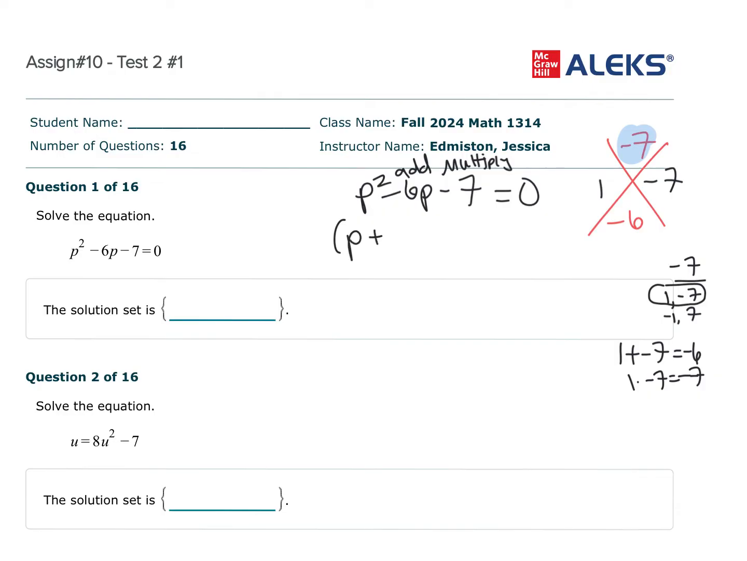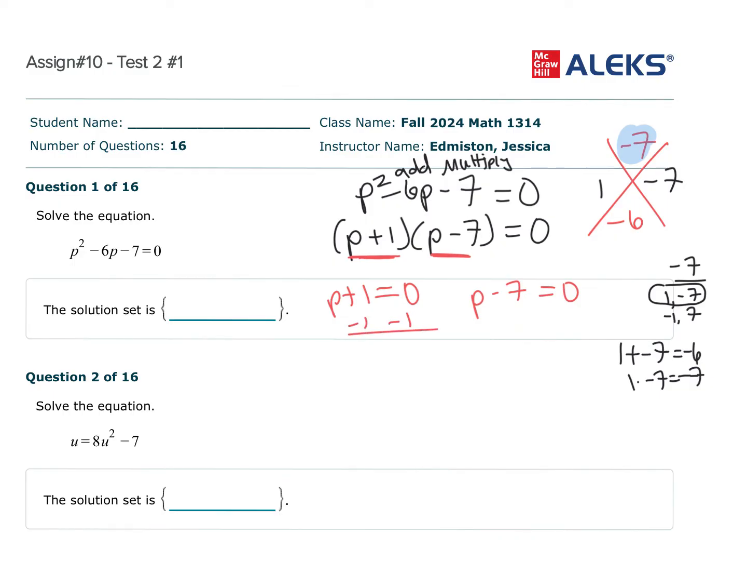And then when I write this as factors, I have to remember that I'm actually solving. And since I'm solving, I'm going to use the zero product property, and I'm going to set each factor equal to 0 to get my solutions. And so I end up subtracting 1 from both sides. And so I end up with p equals -1. And then over here, I would add 7 to both sides, which would give me p equals 7. So my solution is -1 and 7. And the way they want you to do the solution set is just to type in -1, 7.